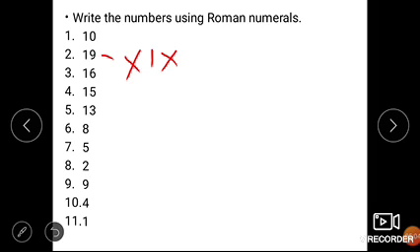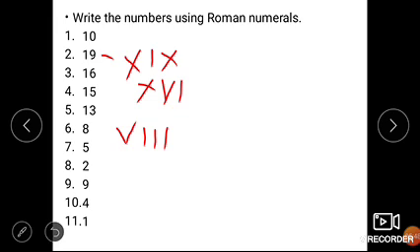Same way, do for 16. How will you represent 6? It's VI. Then for 10, it's X. So for 16, it will be XVI. 15, yes, XV. 13, XIII. For 8, it's 5 and 1, 2, 3. That is 8.